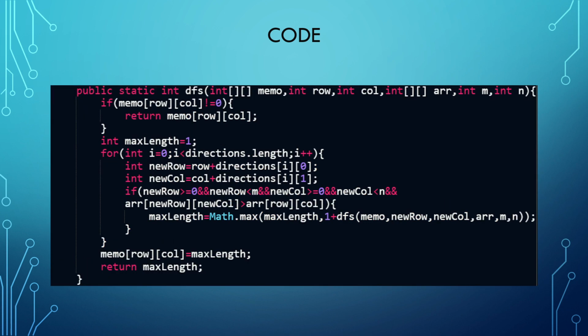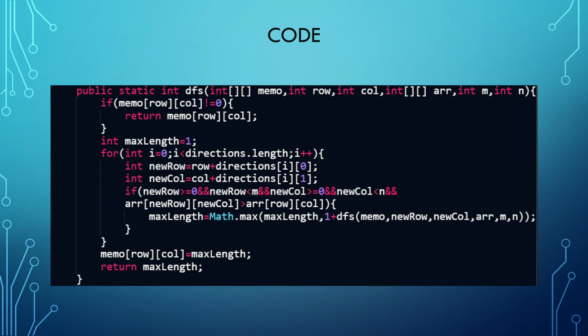In DFS, we are given the memorization array, and the row and column combination will give us the actual cell in a grid for which we are applying DFS. And then we are given the actual grid, and M and N denote the number of rows and columns respectively. As said, our first base condition or termination condition for this DFS based recursive function is to check the value at that particular cell in the memorization array. That is, if that cell in the memorization array is not equal to 0, it means that we have previously computed it. So we will just return the previously computed value without performing any further work.